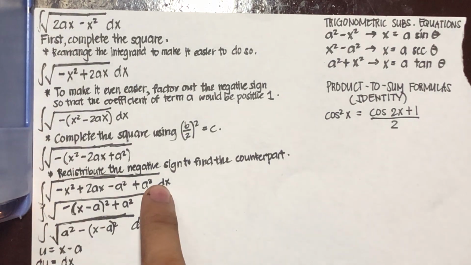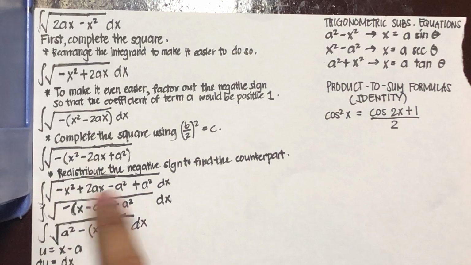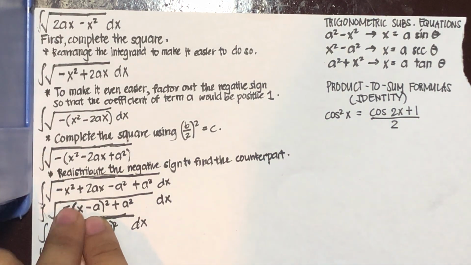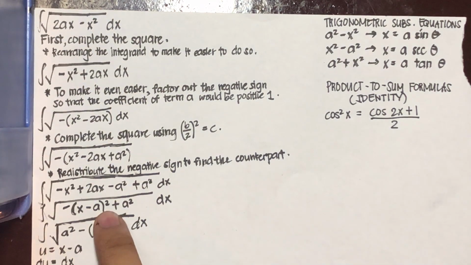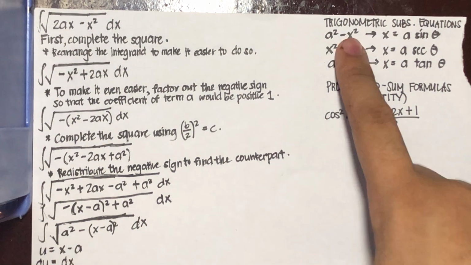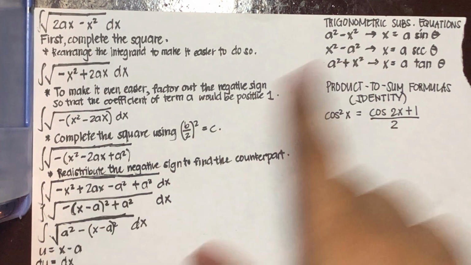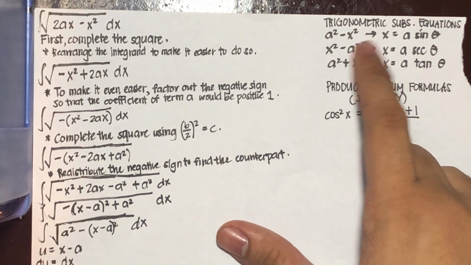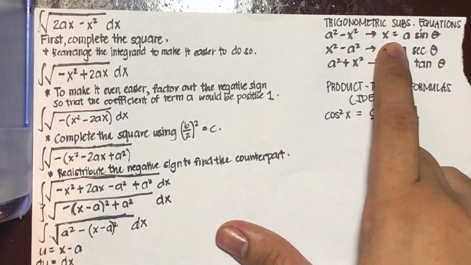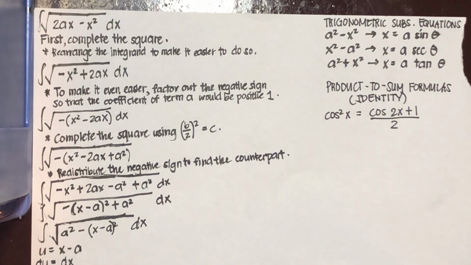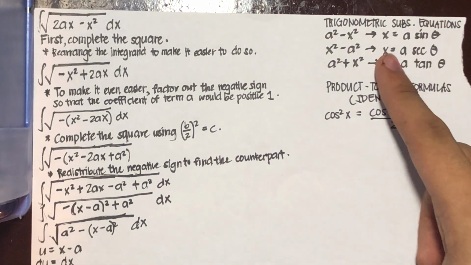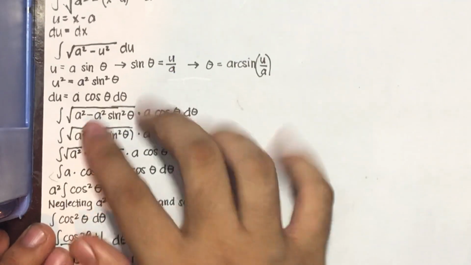So this is also a perfect square, and of course we can put it in this form, x minus a squared with a negative. So this is already the same for us, this part right here: a squared minus x squared. So we use x is equal to a sine theta. So for it to exactly look like this one, we use u substitution.